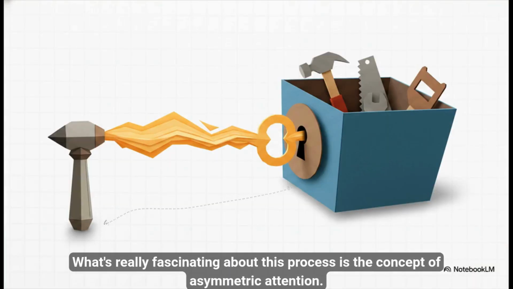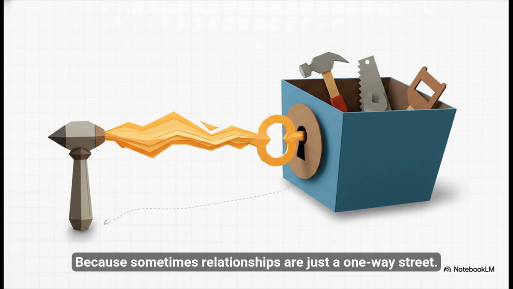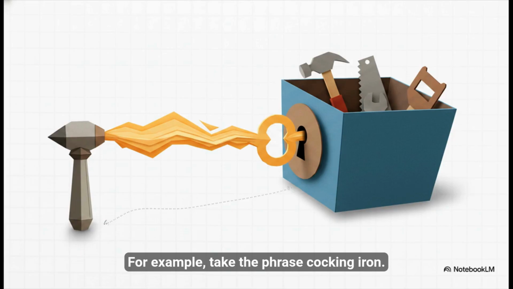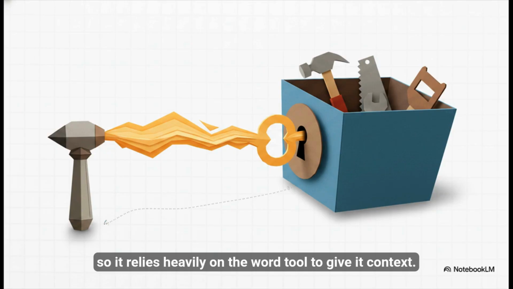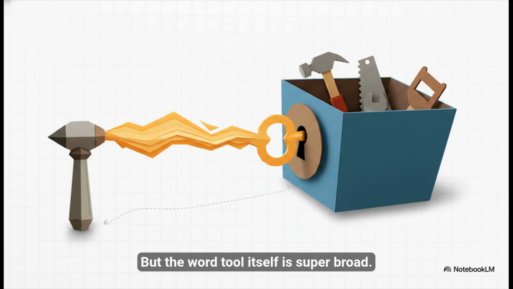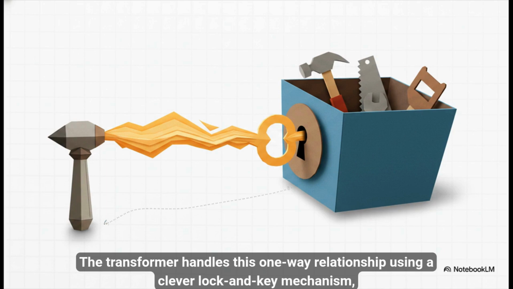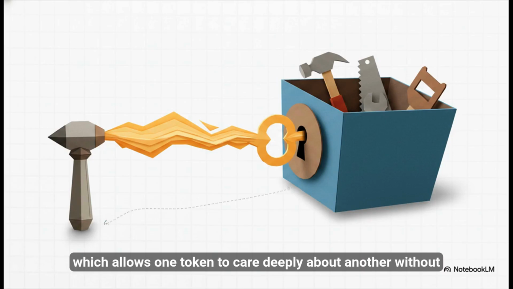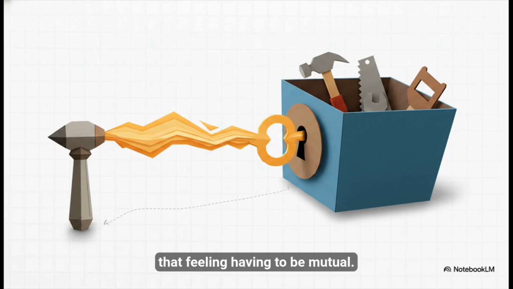What's really fascinating about this process is the concept of asymmetric attention, because sometimes relationships are just a one-way street. For example, take the phrase caulking iron. A caulking iron is definitely a tool, so it relies heavily on the word tool to give it context. But the word tool itself is super broad. It could mean a hammer, a saw, a drill, so it only weakly associates back to caulking iron. The transformer handles this one-way relationship using a clever lock-and-key mechanism, which allows one token to care deeply about another without that feeling having to be mutual.